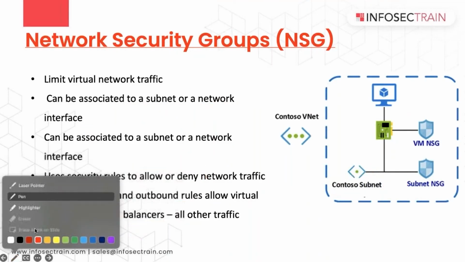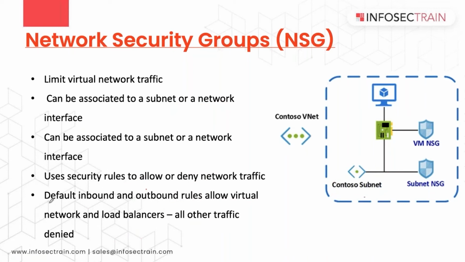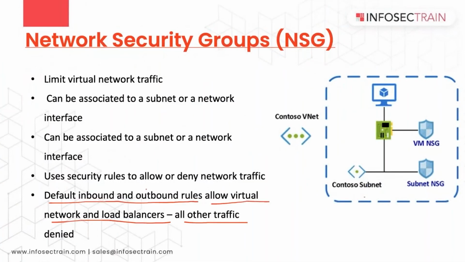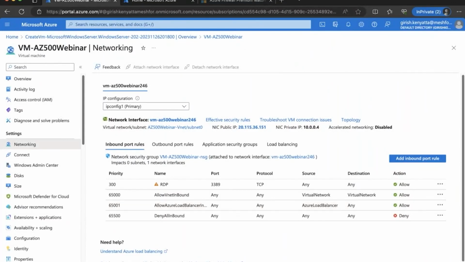Let me just erase all this. So you will see there are default inbound and outbound rules, which allow virtual network and load balancer traffic. Apart from that, all other traffic should be denied. If you want to check this out, you will see it over here. So two are allowed, and the third is saying these are two default rules. The third default rule is saying deny all other inbound traffic.